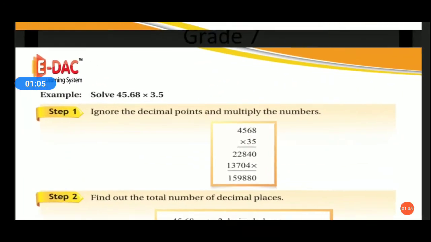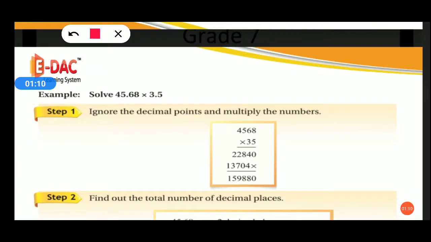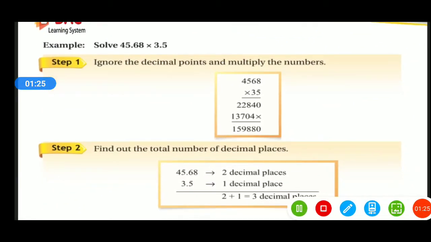See here. Solve 45.68 into 3.5. First step, what I have said, you just omit the decimal point and multiply the numbers. So you are just omitting the decimals: 4568 into 35. Now if you multiply, you get 159,880.